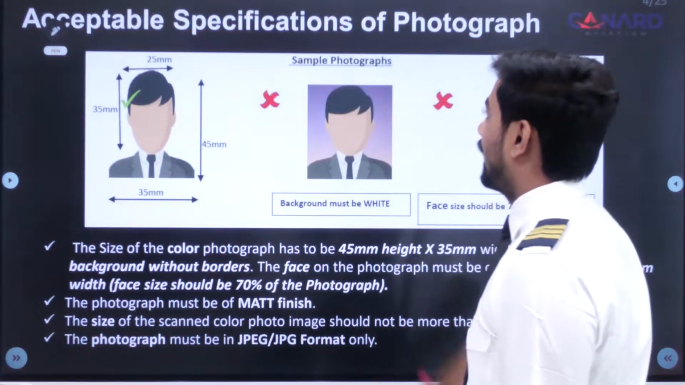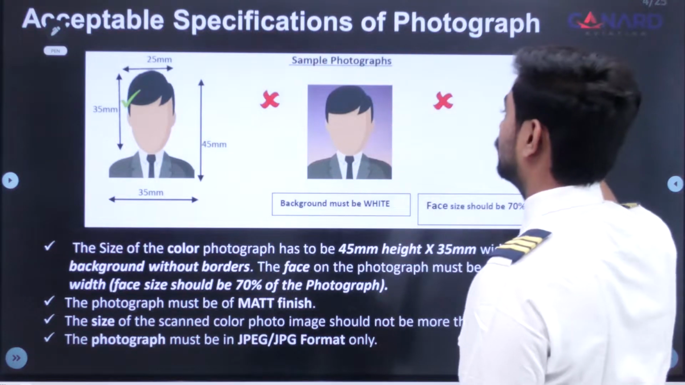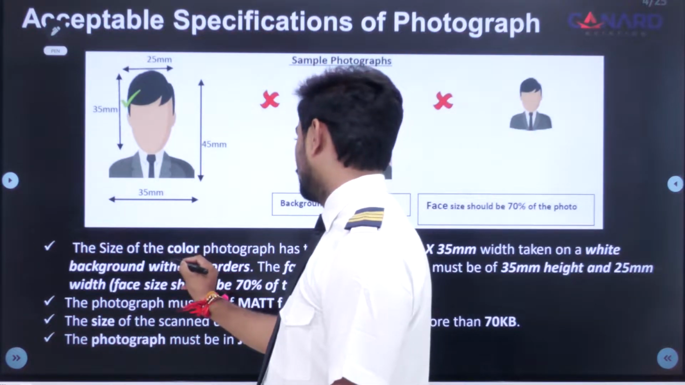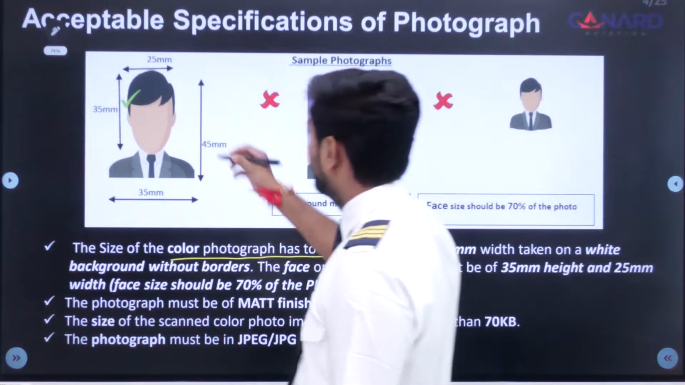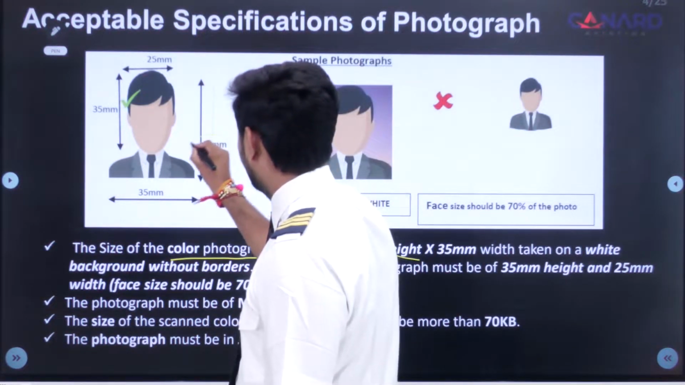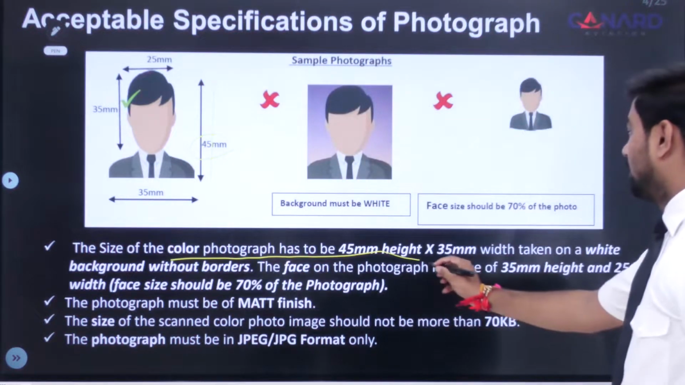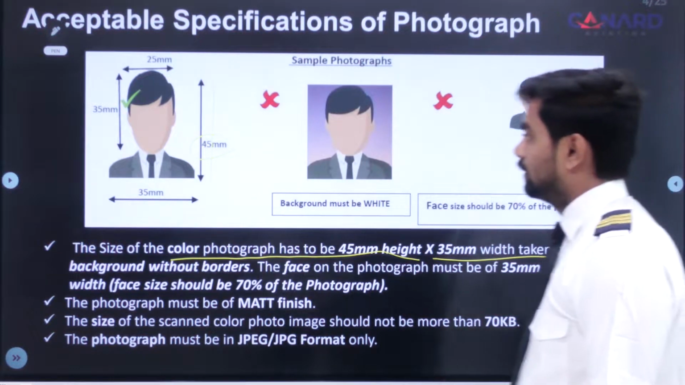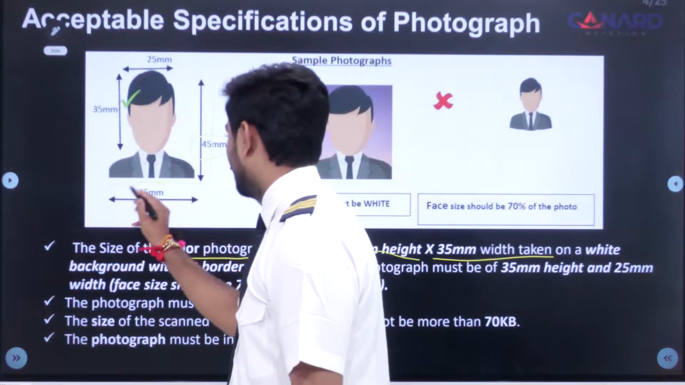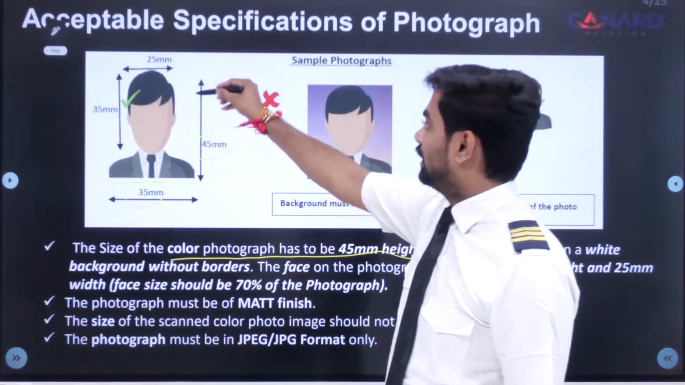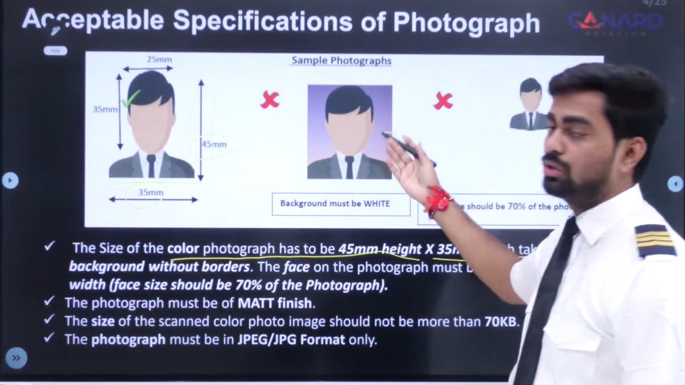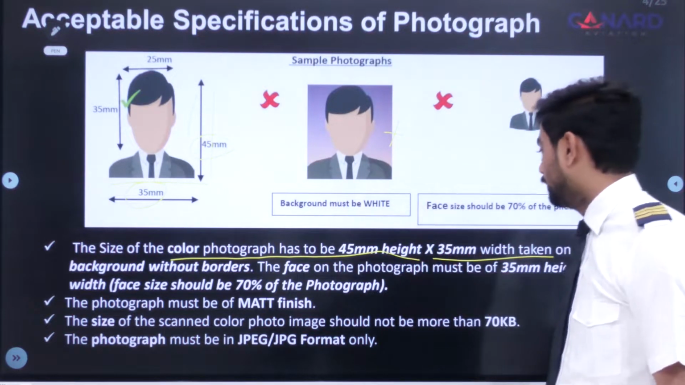Now next are the acceptable specifications of the photograph. The size of the colored photograph has to be 45 mm in height by 35 mm in width, as mentioned over here. It should be taken on a white background. The background should be compulsorily white. Colorful backgrounds won't be allowed.